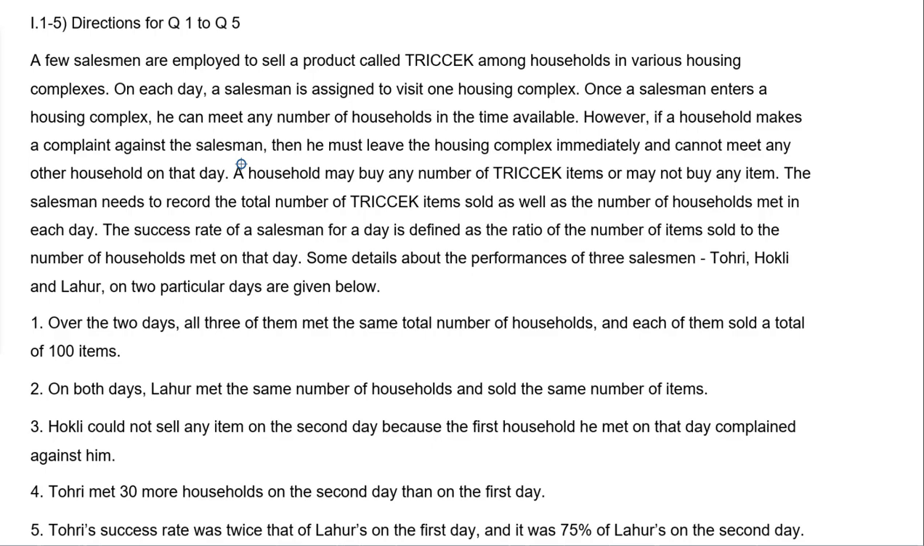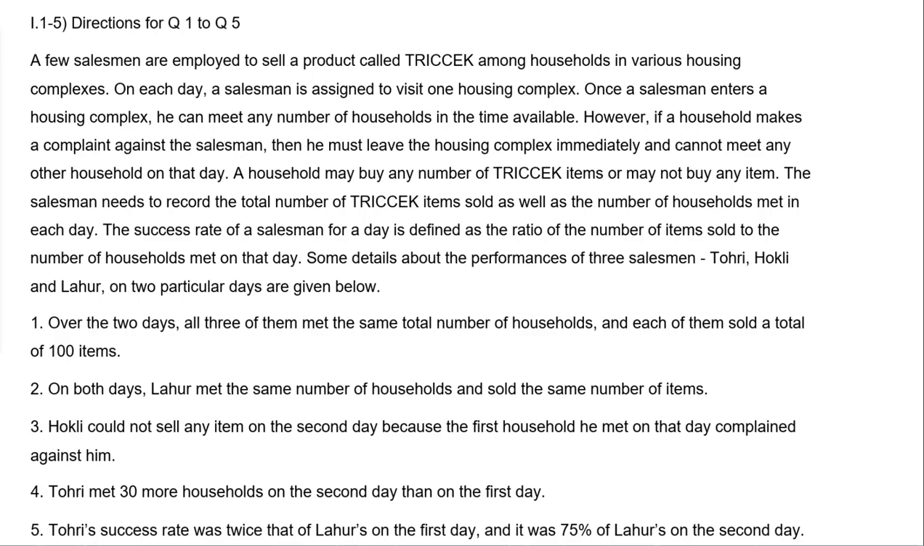A household may buy any number of items or may not buy any item. The salesman needs to record the total number of items sold as well as the number of households met each day. Success rate of a salesman for a day is defined as the ratio of the number of items sold to the number of households met on that day. There are three salesmen, T, H and L, and 2 particular days. The data about the 2 particular days is given below.